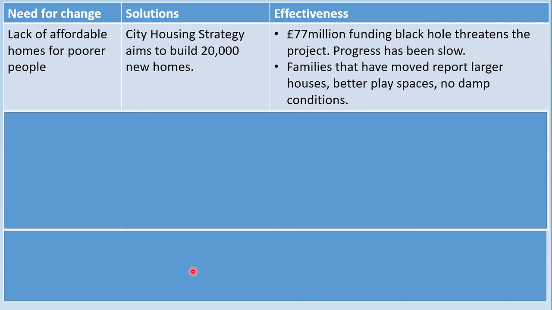There's a lack of affordable homes for poorer people. The city housing strategy aims to build 20,000 new homes. That's the first picture that I showed you, by the way, in the whole lesson. However, there is a £77 million funding black hole that threatens this project, so progress has been slow.